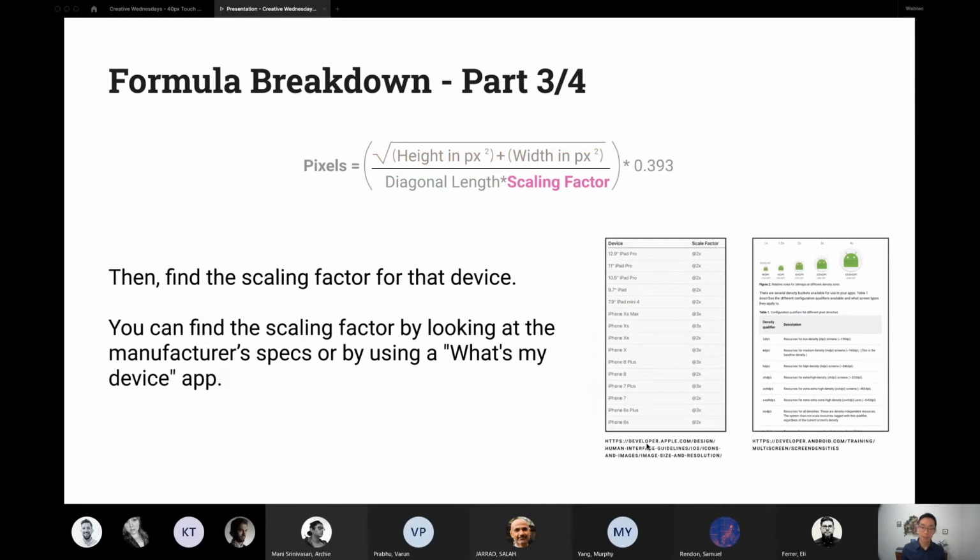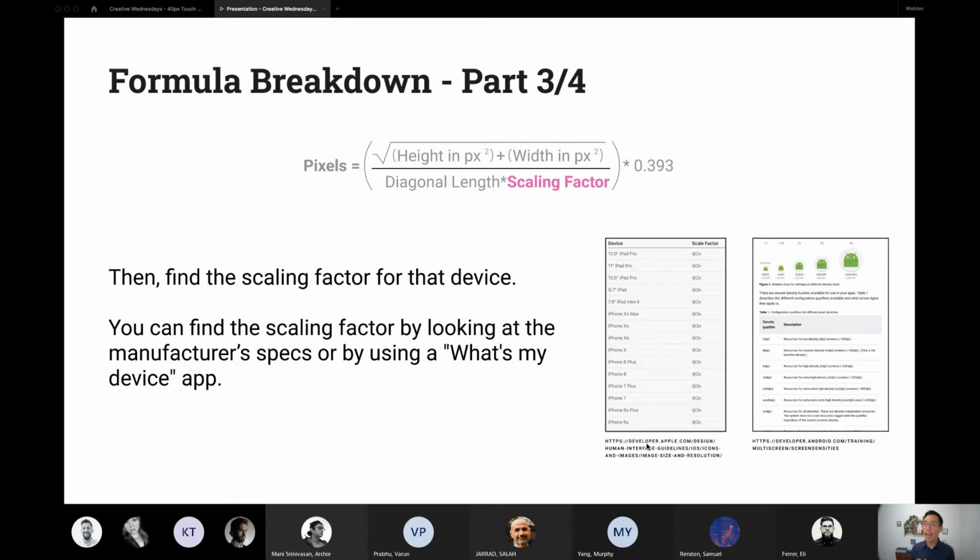Scaling factor. Now, this is probably the most tricky component to realize because different manufacturers have different standards for scaling factors. The easy answer is if you want to find your scaling factor, either look it up online by going to the manufacturer website, or you can use apps. For example, there's an app called What's My Device on Android that will do this for you and just determine what the scaling factor is.